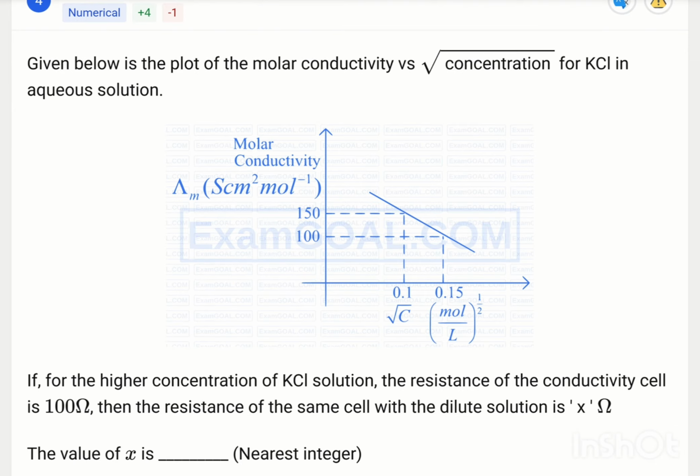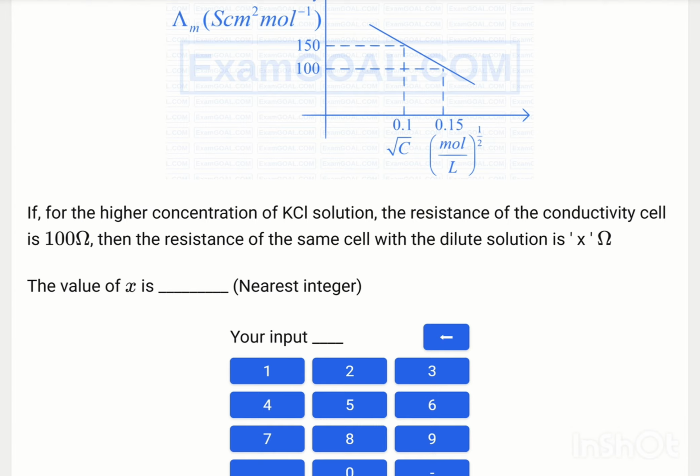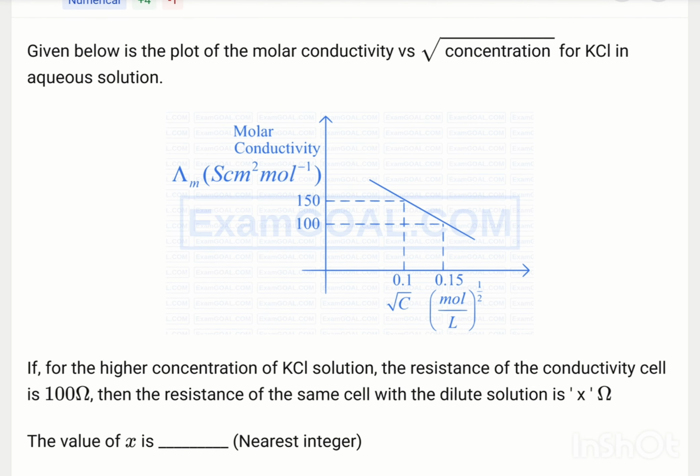Given below is the plot of molar conductivity versus concentration for KCl in aqueous solution. If for the higher concentration of KCl the resistance of the conductivity cell is 100 ohm, then the resistance of the same cell with the dilute solution is X ohm. The value of X, we need to find. So from this plot we are provided with lambda m and this thing. I can write one thing.